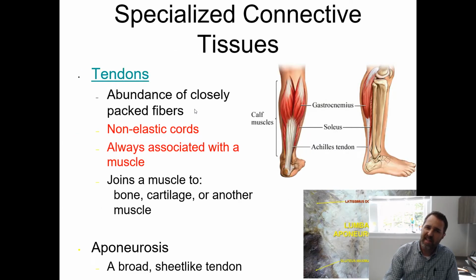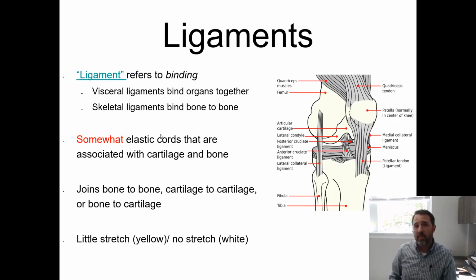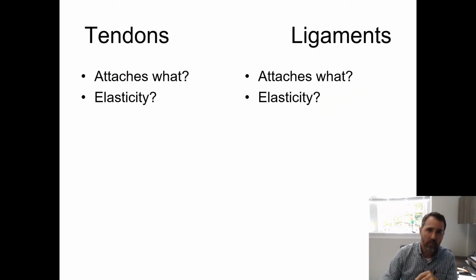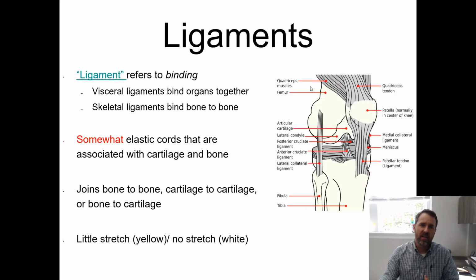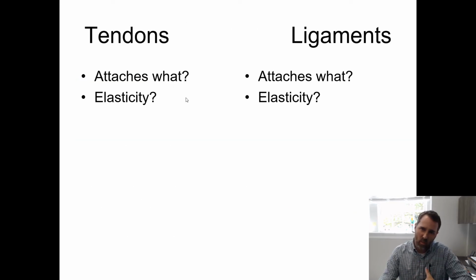Whereas we mentioned that tendons, think of tendons as being non-elastic. They don't stretch. Ligaments have a little bit of stretch in general. So tendons attach muscles to anything else in the body, muscle to another muscle, muscle to a bone, muscle to a cartilage. Ligaments don't attach muscles to things. Ligaments attach bone to bone, bone to cartilage, or your visceral ligaments attach the organs within your body to one another.